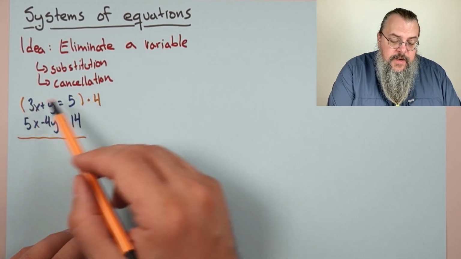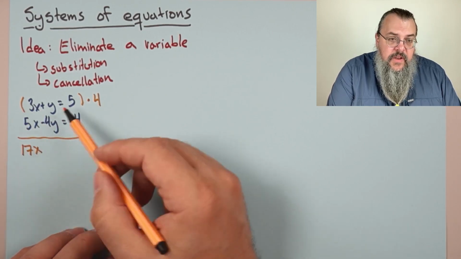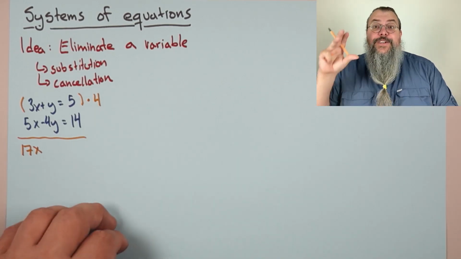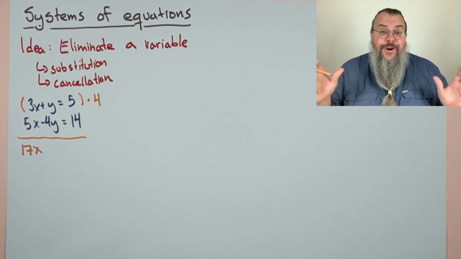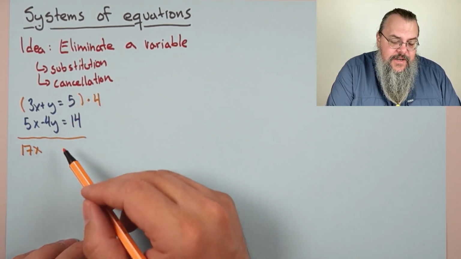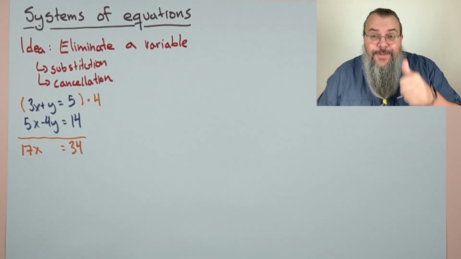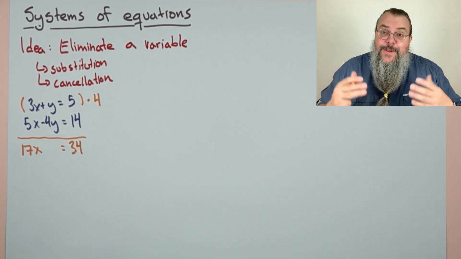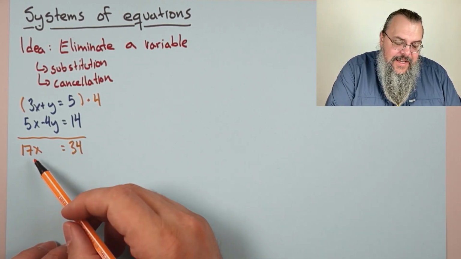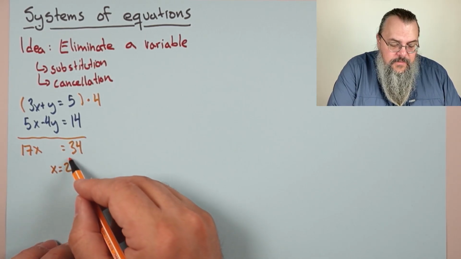So you get 3 times 4 is 12, plus 5 makes 17x. Then 4y, subtract 4y, makes 0y, which is intentional. That was our whole goal. 5 times 4 makes 20, add 14 makes 34. And notice we're down to one equation, one unknown. This is our favorite kind. 17x equals 34, so that tells us, aha, x equals 2.